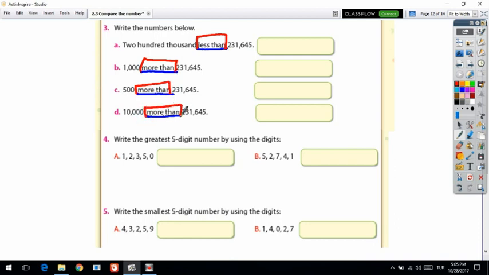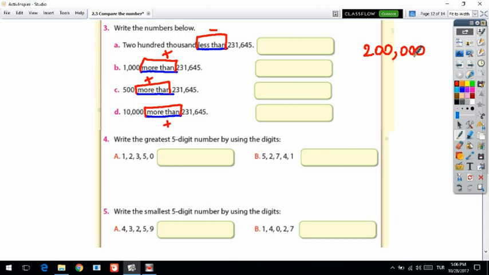So what does more than mean? When I taught you addition in chapter 1, I said more than shows you plus. So it means plus, and less than means minus. So 200,000, how can I show you? I am writing it: 200, and how can I continue by 1,000? I put a comma, then I write a 3-digit number, 200,000.